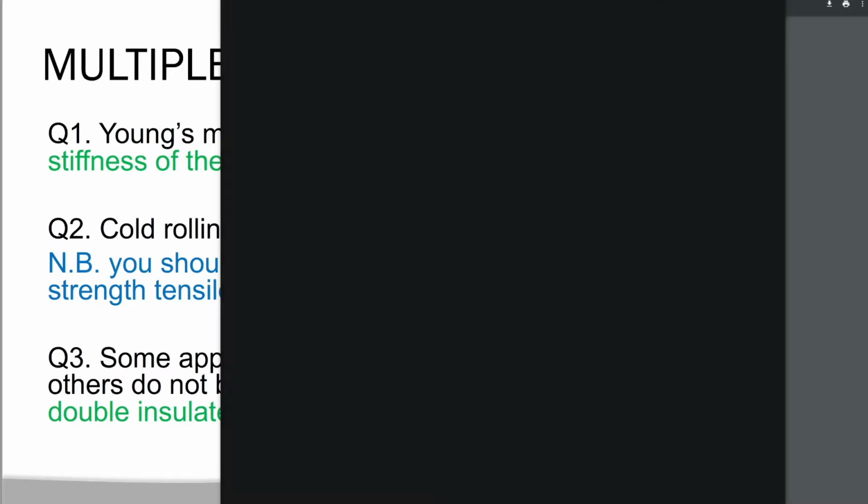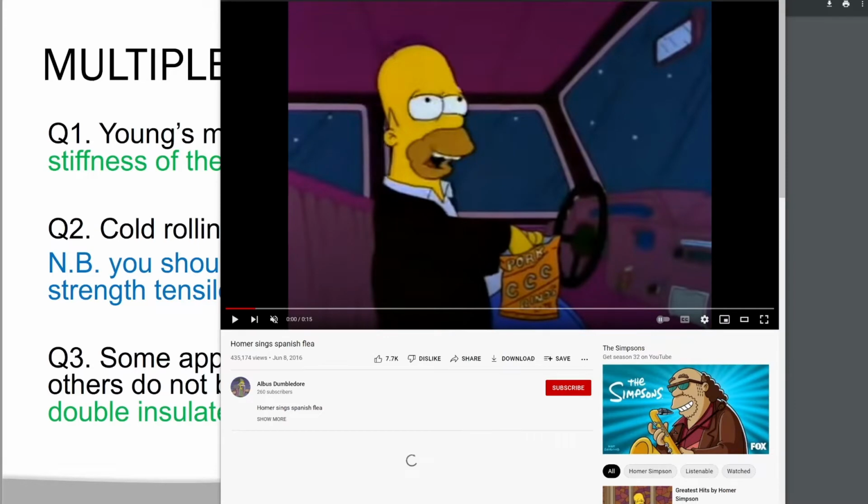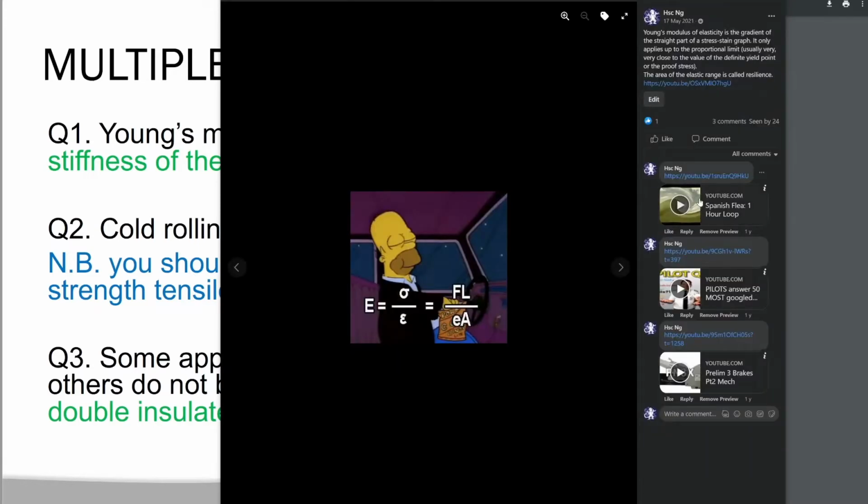I'm not sure if this will go to a stress-strain. Nope, it's just a picture of Homer singing Spanish Flea. And yeah, I have a 1 hour loop of Spanish Flea.